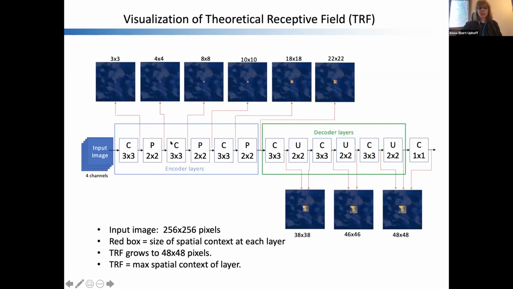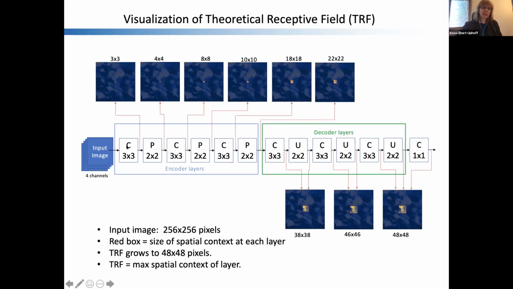So this is again our neural network that we used for the synthetic radar imagery, where we put in geostationary satellite images, and out comes an emulated radar image. And what we wanted to know is, if this is my input image, so that's the entire image that I feed in, that's 256 by 256 pixels, in the individual layers here, how big a meteorological feature can I actually, how big a space in the input space can I actually visualize at the different layers?